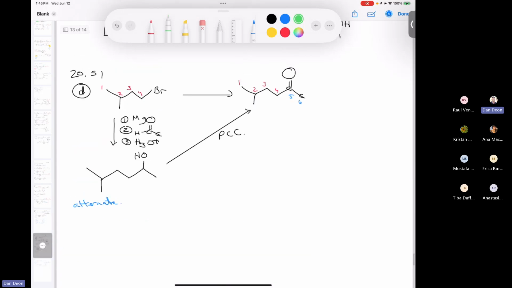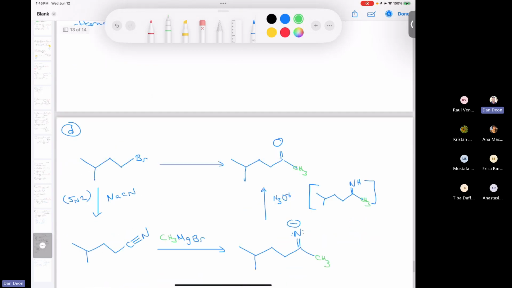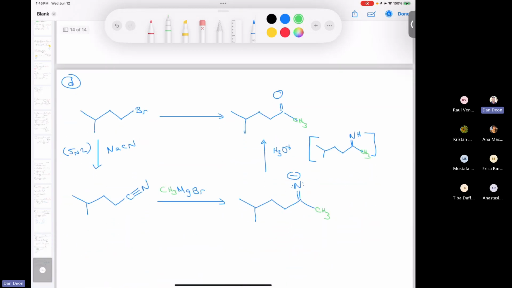And I'm sure that some of you came up with other ideas than what I had. I mean, you could use formaldehyde and then make an acid chloride or something, and then use a Gilman reagent or a cuprate. That would totally work too. All right, let's keep going. Let's check the time. Good. All right, let's do a few more.